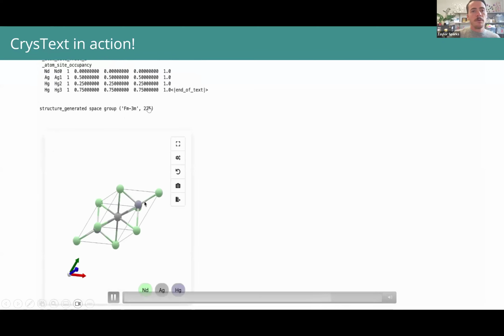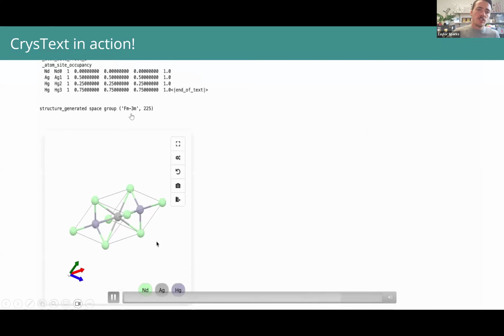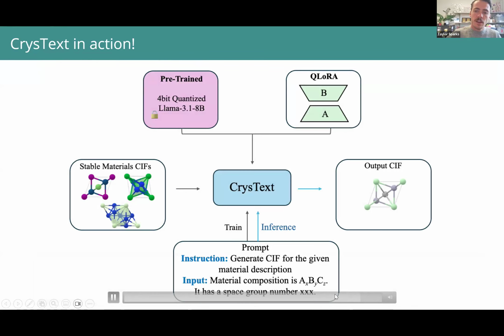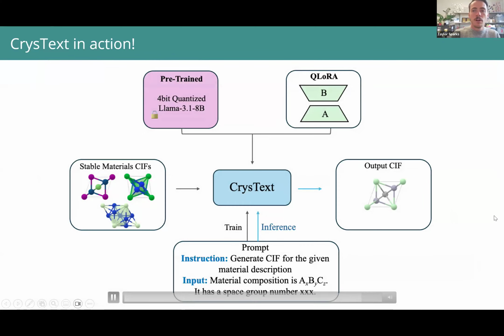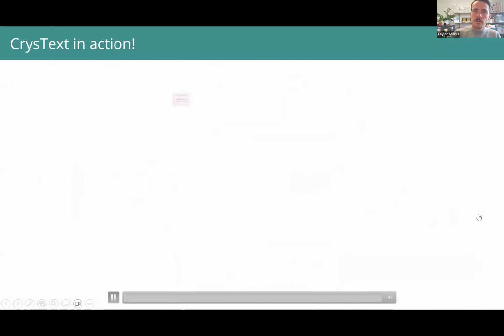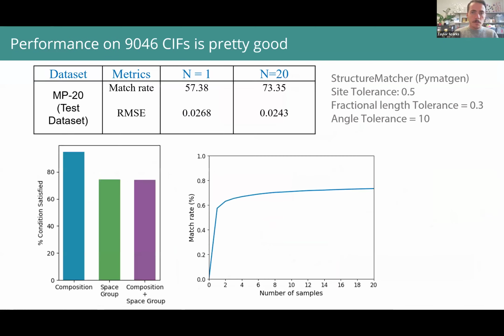And then afterwards, we run it through PyMatGen to figure out that, yeah, sure enough, the structure that was generated would in fact be 225. And it looked like a real material. Like this looks like something that you'd expect to see. So pretty cool to see it in action, how this would actually work. Now, how good is it? So we tested this on the same data set that the DiffCSP paper used.